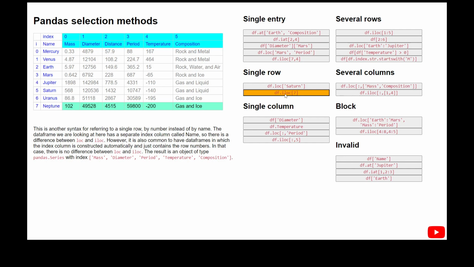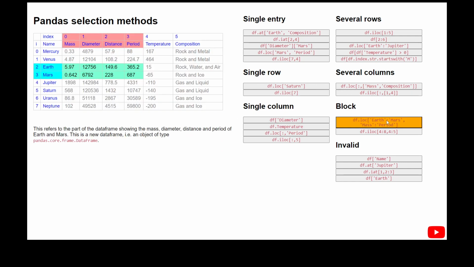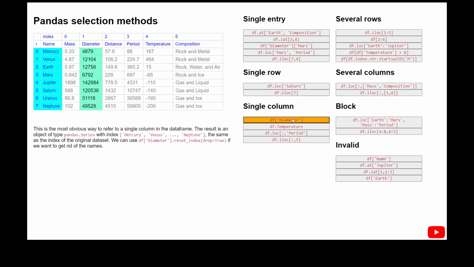Or similarly df.iloc[7] gives us row number 7, which is all the stuff about Neptune. Notice, if we go back here, there's a light green in the body of the table, blue for the index, and red for the column names, and that's how it normally works. It's the same here: you've got the index in blue.